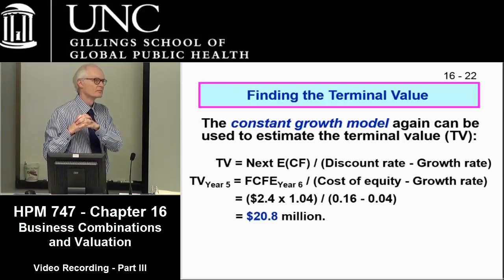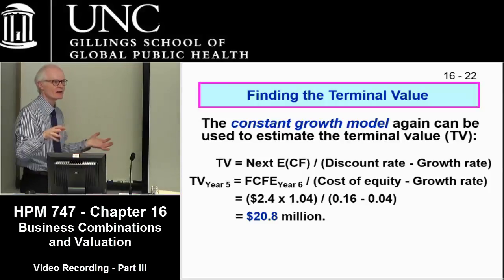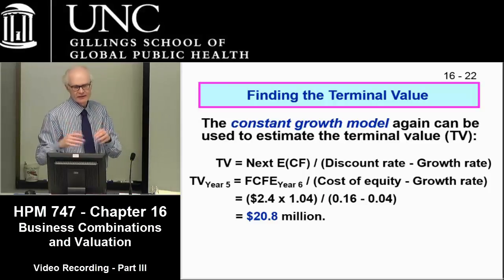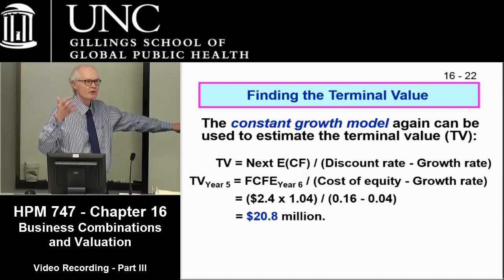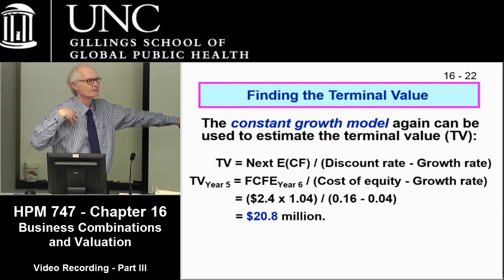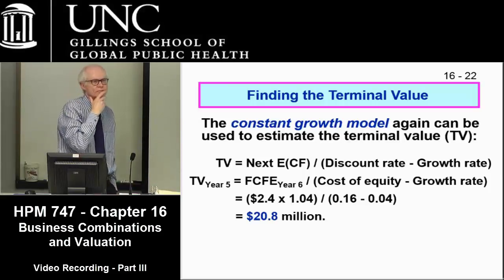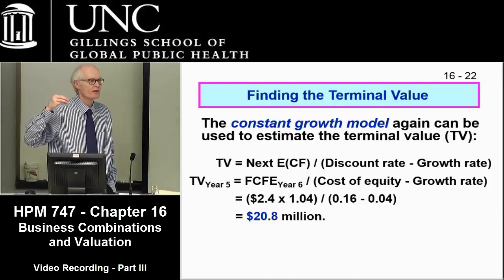Yeah, but is that like the same interpretation of the value in perpetuity? No, it is what you would pay for West Side Clinic 5 years from today. In other words, any asset that's going to produce $2.4 million per year that you expect to grow at 4% per year forever, and your personal cost of equity capital is 16%, you would be willing to pay $20.8 million for that asset.